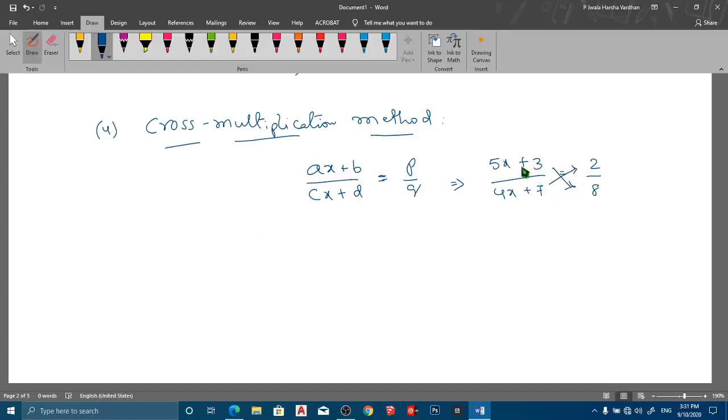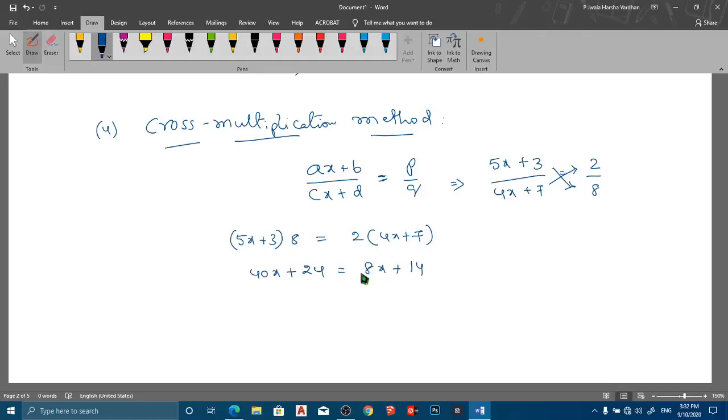This numerator you have to multiply with this denominator, and this denominator you have to multiply with the numerator. So cross multiplying means first you take 5x plus 3, put it in the bracket, and multiply by 8. Bracket means multiplication, it is equal to 2 into (4x plus 7). Now you can multiply both the terms inside by the outside term. So 8 fives are 40x, 8 threes are 24. Here 2 fours are 8x, 2 sevens are 14.